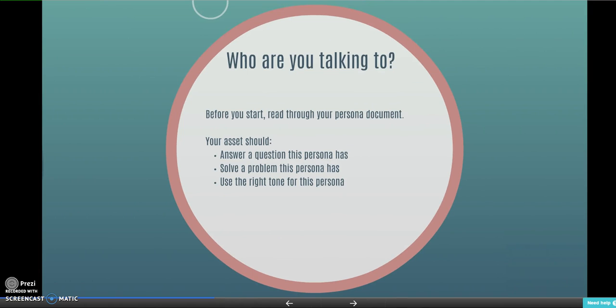So who are you talking to? This is the persona that the asset is aimed at. And it's really important that you read through the persona document before you start writing and really familiarize yourself with the persona. So a good asset answers a question a persona has, solves a problem that they have, and it uses the right tone for that persona.